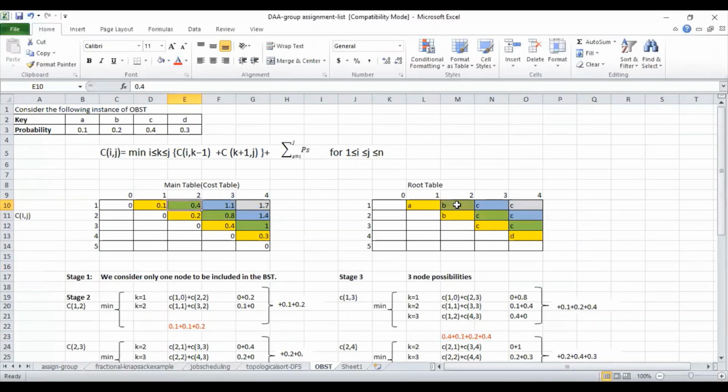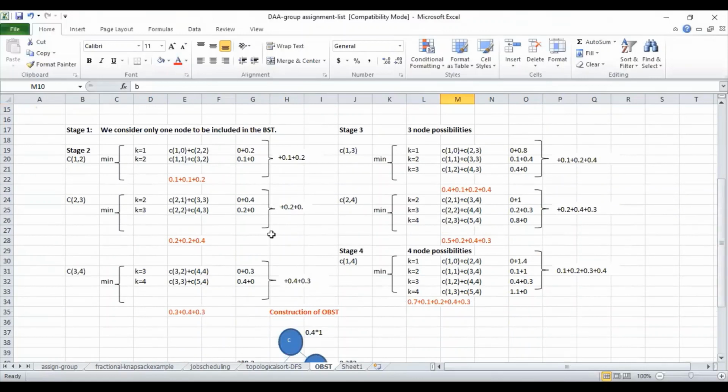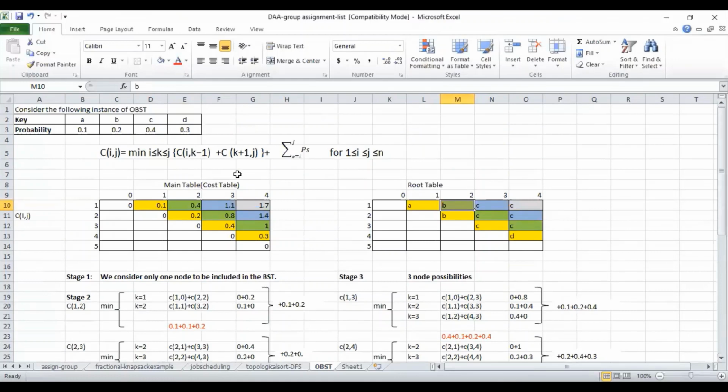And what is node 2? Its key is B, and hence B is entered. Similarly, the case is 2, 3 and 3, 4. If you notice, the optimal value here, the minimal value, is 0.2, where k is equal to 3. So if k is equal to 3, then what is the key value? It is C, and hence in the entry 2, 3, the corresponding entry in the root table would be C, because k is equal to 3 has been the optimal generation.